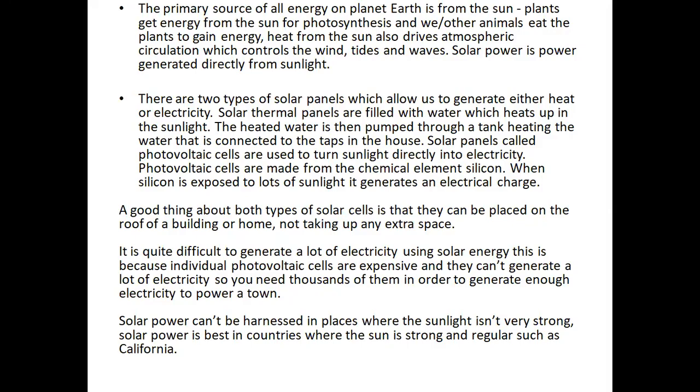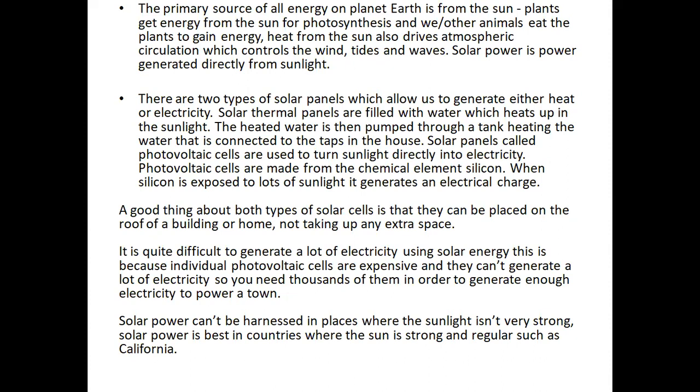The primary source of energy is the sun. Plants get energy from the sun for photosynthesis, and we and other animals eat the plants to gain energy. Heat from the sun also drives atmospheric circulation, which controls the wind, tides, and waves. Solar power is power generated directly from sunlight.